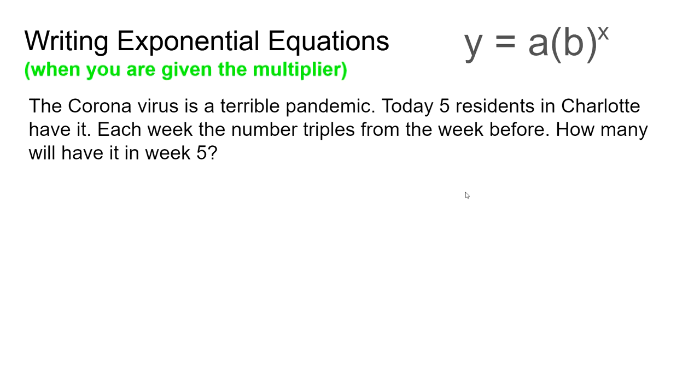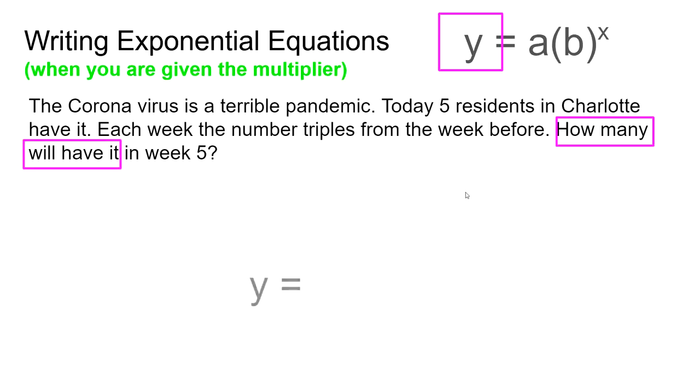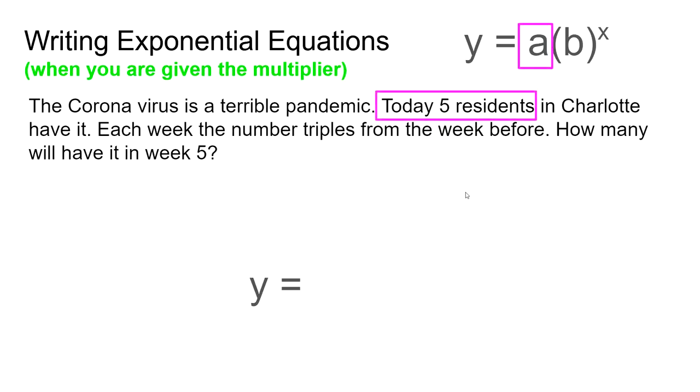Now, you mentioned the word triples. That's a multiplier, so that's how we know we're going to use this formula. We're going to start by looking for the ending amount. Well, it says clearly again, how many will we have in week 5? That means we don't know the ending amount. So we're going to look for now the beginning amount. Well, it says that there are 5 residents that have it at the beginning. So that's going to be our beginning amount.